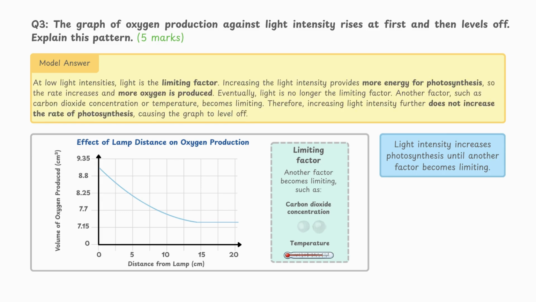Final answer. At low light intensities, light is the limiting factor. Increasing the light intensity provides more energy for photosynthesis, so the rate increases and more oxygen is produced. Eventually, light is no longer the limiting factor. Another factor, such as carbon dioxide concentration or temperature, becomes limiting. Therefore, increasing light intensity further does not increase the rate of photosynthesis, causing the graph to level off.